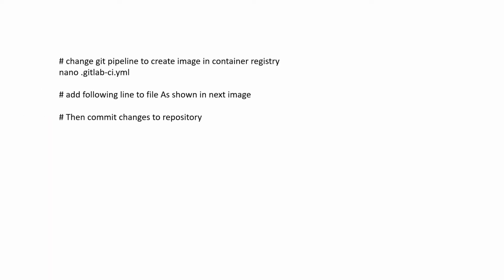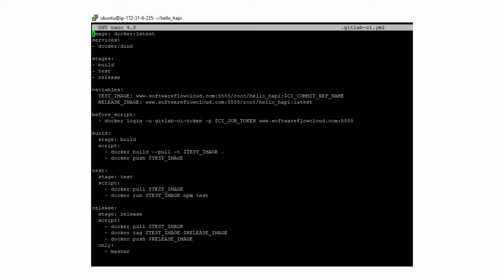We need to build a continuous integration pipeline to generate and upload an image from source code to the container registry. In order to do that, we create a GitLab CI YAML file in the source code. Here is the content of the GitLab CI YAML code that we changed and executed at the GitLab runner, which resulted in a Docker image that got uploaded to the GitLab registry. It's located in the Hello Happy directory.